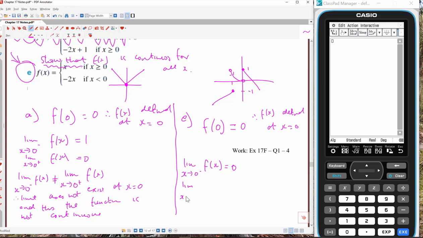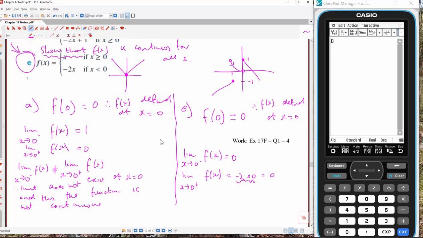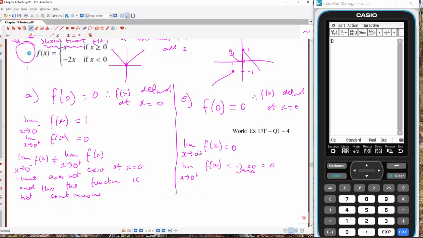The limit as x approaches 0 from the right of the function is equal to, so what I'm going to do is put 0 in there, equal to -2 times 0, which is 0 again. All right, again, notice what I'm doing is showing that I'm using the value. So what I can conclude here is that the limit as x approaches 0 from both the left and the right of the function is equal to f of 0 itself. They both come up as 0 and 0.